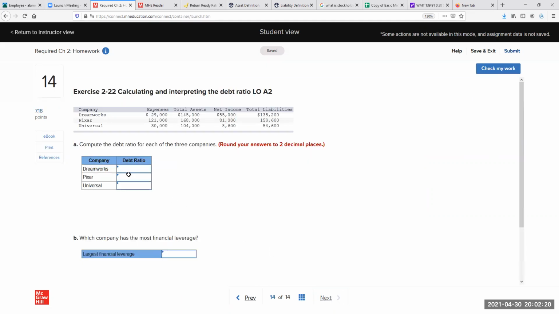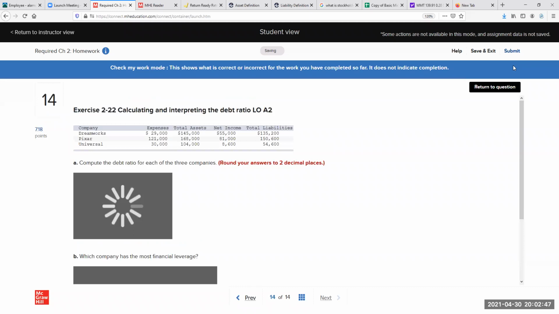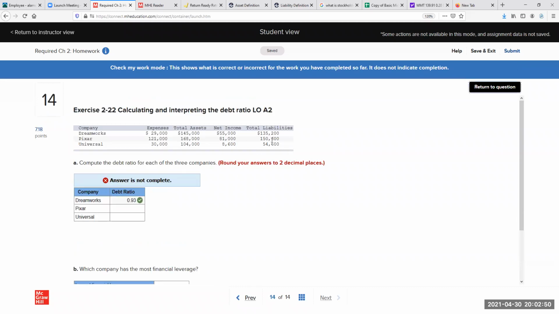And what do we have here in this last one? Oh, the ratios. So now what they're asking you is the debt ratio. So debt to assets. Take the liabilities, which is the debt, over the assets. 135,200 divided by 145 is 0.9324, so 0.93. It says round to 2 decimal places. So that's how you do that. Take your liabilities, divide by your assets, and that tells you that 93% of their assets are financed by debt.